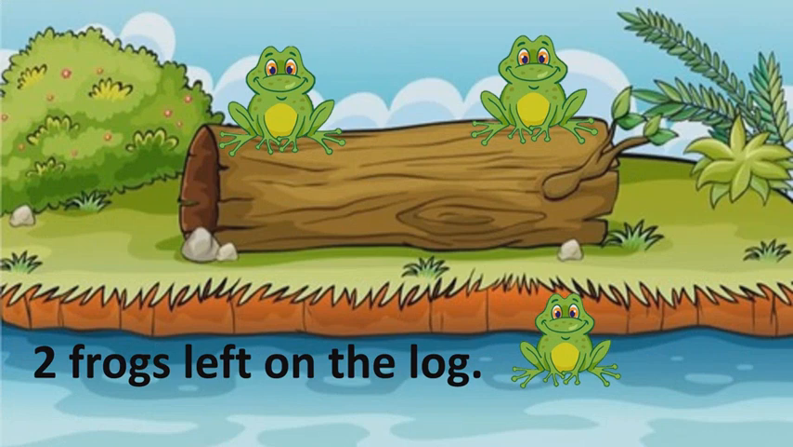There were 3 frogs on a log. Out of 3, we saw that 1 jumps into the pool. When 1 jumps into the pool out of 3, how many are left on the log? Count 1, 2. Now we are able to see only 2 frogs sitting on the log. That means 2 frogs are left on the log.